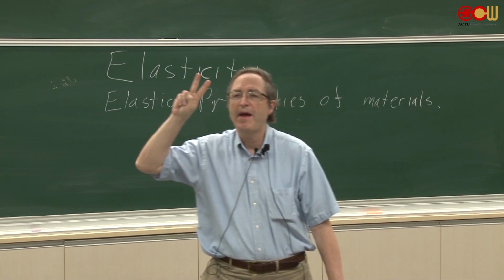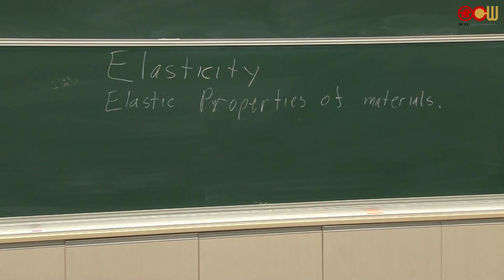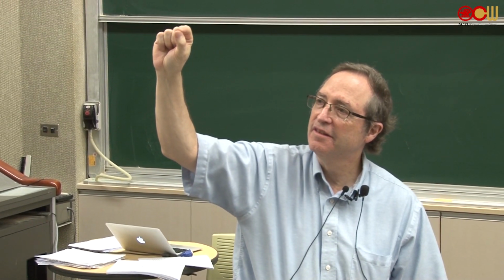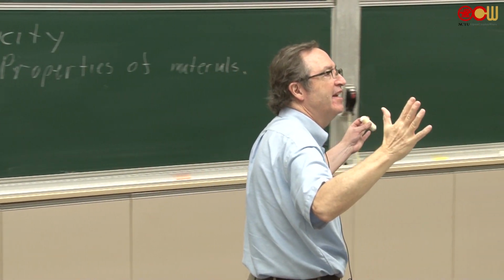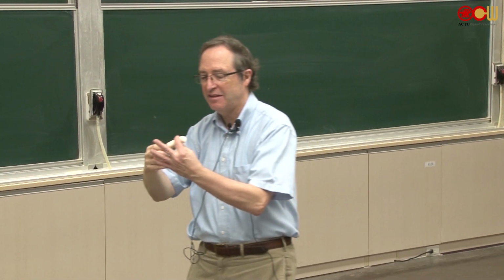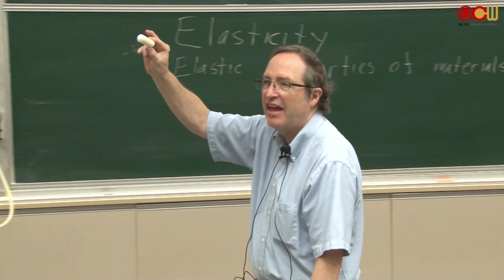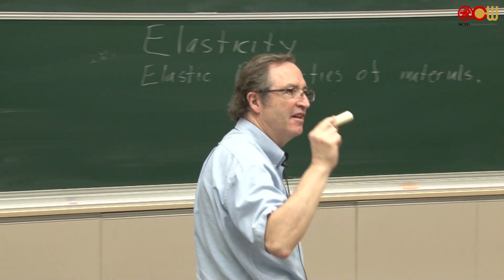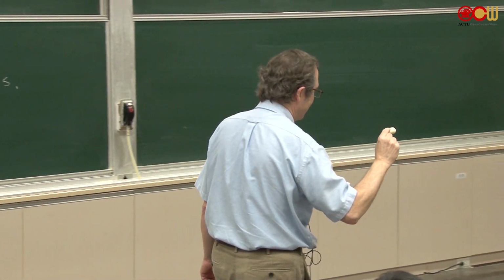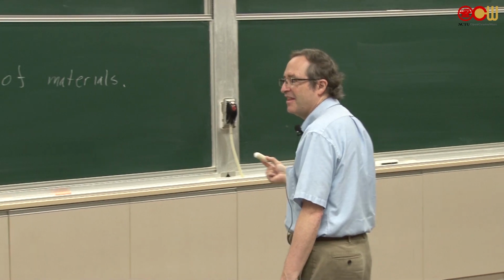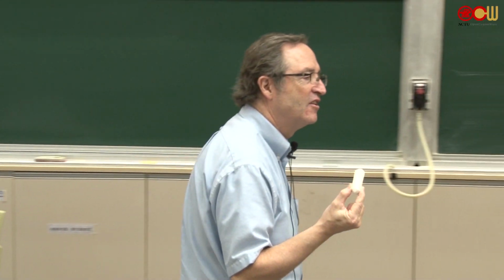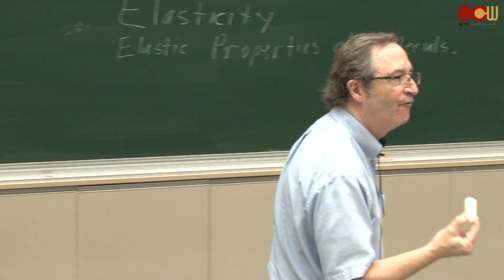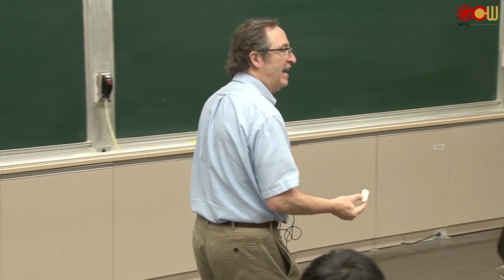Thus far, we've talked about two kinds of objects: point particles, objects that are just points, and rigid bodies, objects like this piece of chalk that are rigid. It turns out there is no substance in the universe that's perfectly rigid. Every substance, no matter how hard it is, if you put a large enough force on it, will change.